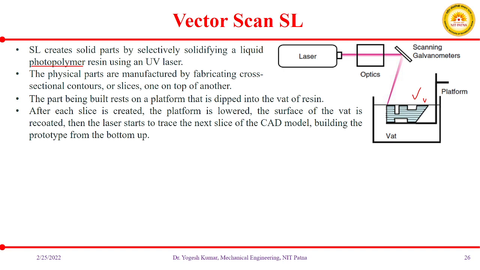The physical parts are manufactured by fabricating cross-sectional contours, slice on top of another. So it means that we have the slice data, and we control the movement of the UV laser layer by layer, so that the part is getting solidified layer by layer, and one layer is getting printed over another layer. So how does this layer by layer printing take place?